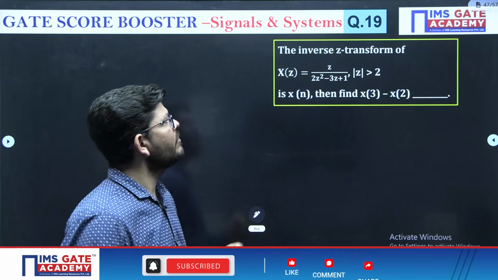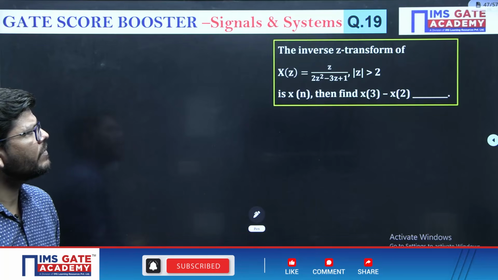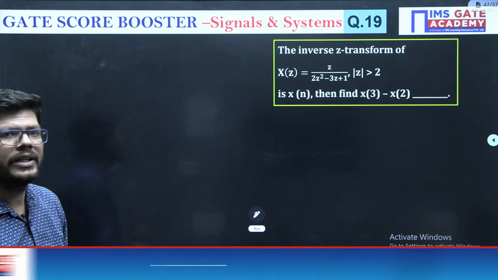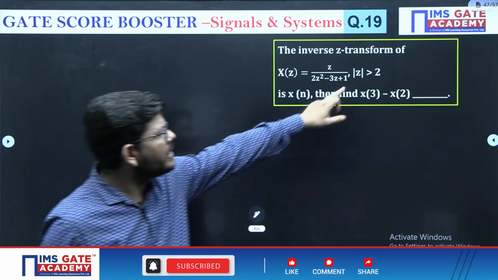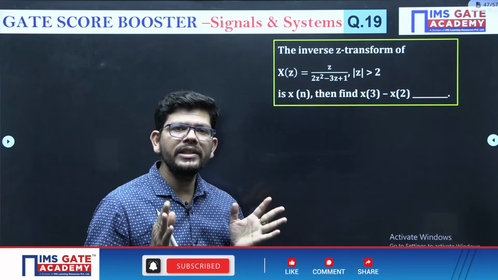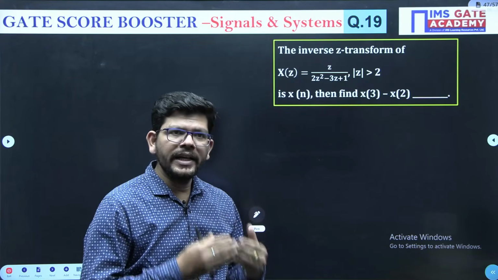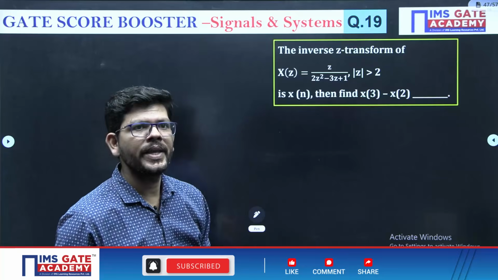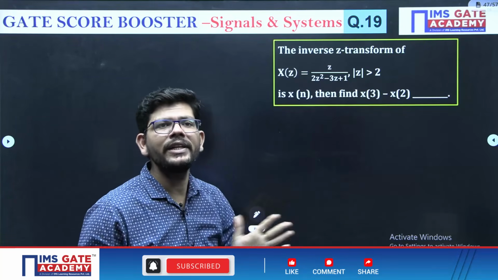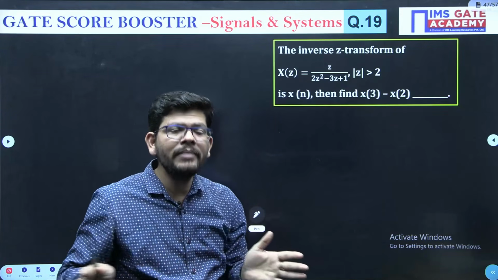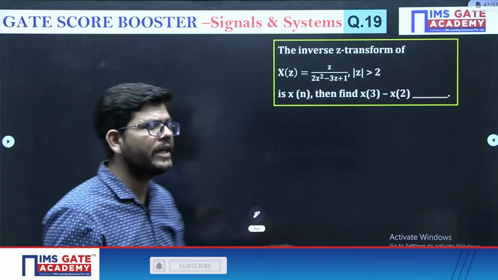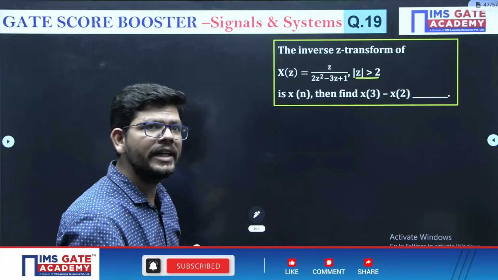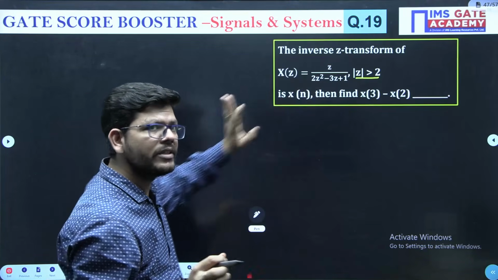Now see this question. The inverse z transform of X of z for ROC |z| greater than 2 is x of n. Then find the value of x of 3 and x of 2. ROC is given |z| greater than 2. Whenever ROC is greater than, you will arrange your X(z) in descending powers of z, which it is already arranged. If ROC is given less than, then you will arrange your X(z) in ascending powers of z. Remember this thing. So here ROC is |z| greater than 2, so you will arrange X(z) in descending powers of z, which it is already arranged.